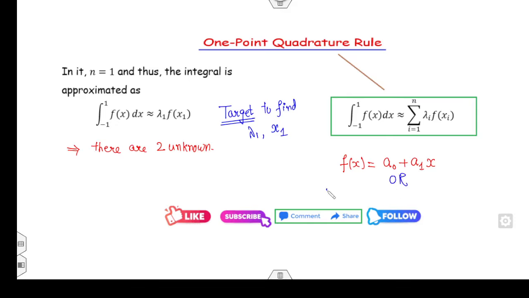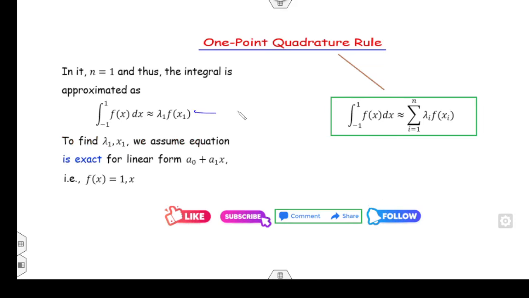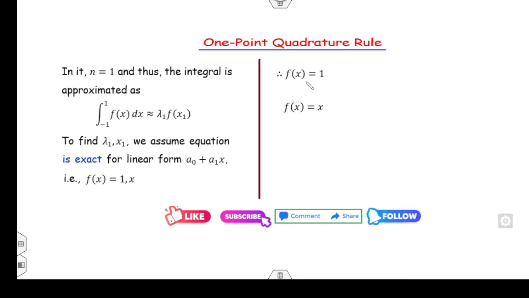Or you can write only the basis of f(x). What is the basis of f(x)? What is the coefficient of a0? 1. What is the coefficient of a1? x. So I can simply say equation number 1 is exact if we take f(x) as 1 and x. What is the meaning of that? If you substitute f(x) equal to 1 in equation number 1, what will happen? The left hand side becomes the integral from -1 to +1 of 1 dx. It is equal to lambda 1, since the value of f(x1) is 1.